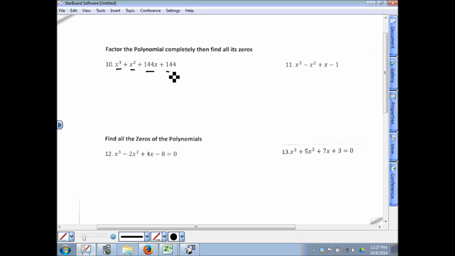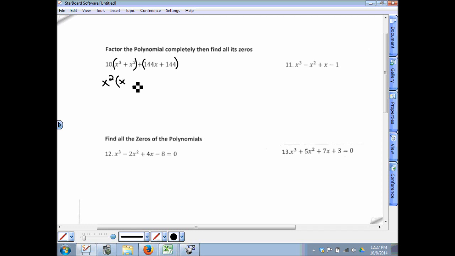It has 4 terms, doesn't it? If that's the case, it's always worth a try to factor it by grouping before having to do all the synthetic division and all that stuff. You might as well try to factor it by grouping. It might work. And what can come out of this first group?